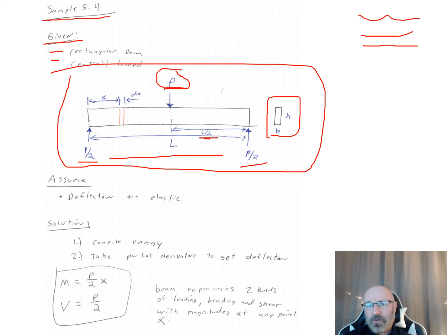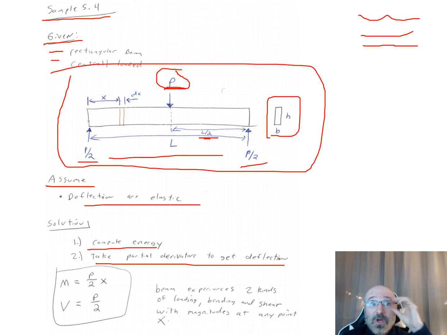So what are we going to assume? In order to solve this problem and find the deflection at the center, we're going to assume that deflections are elastic. As we begin our solution, what is our procedure for analysis? We're going to compute our energy, and then we're going to take the partial derivative to get our deflection. So let's go through this solution now.